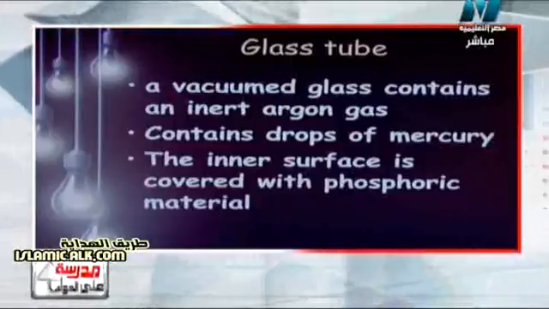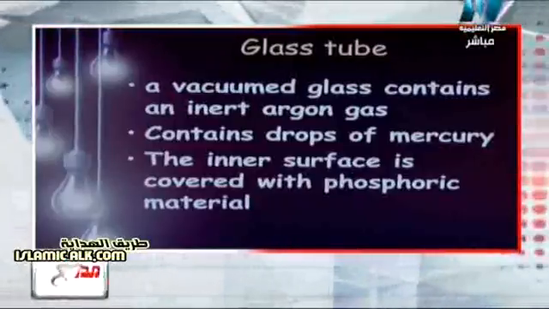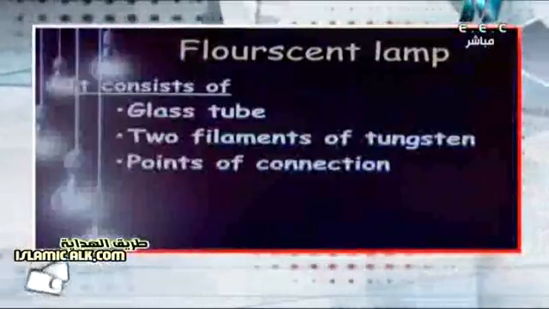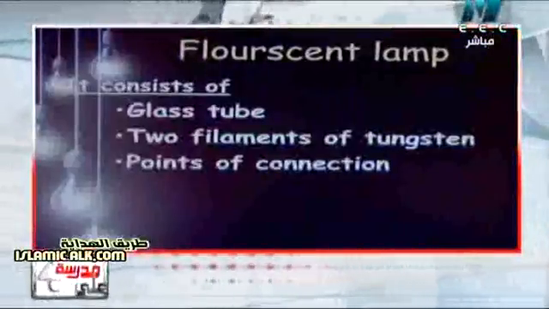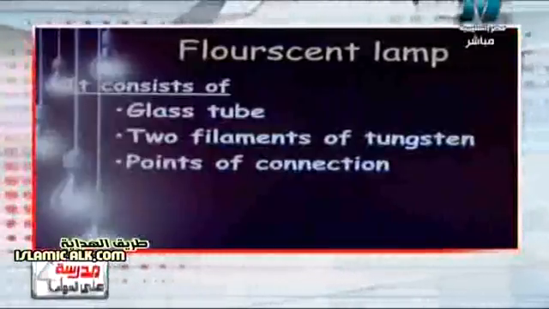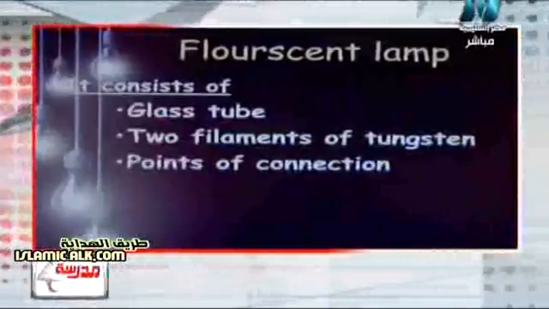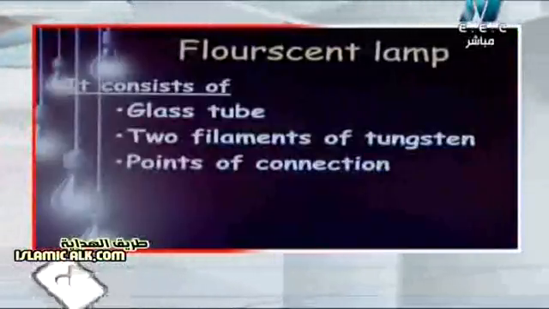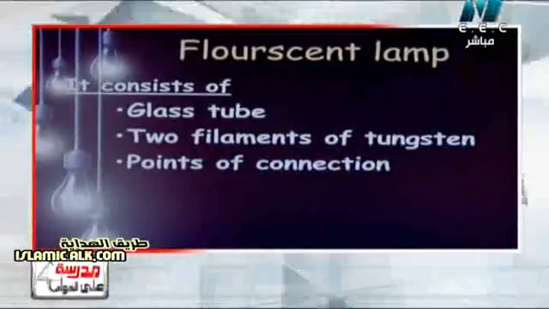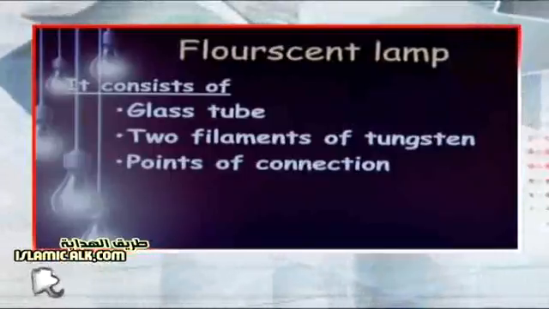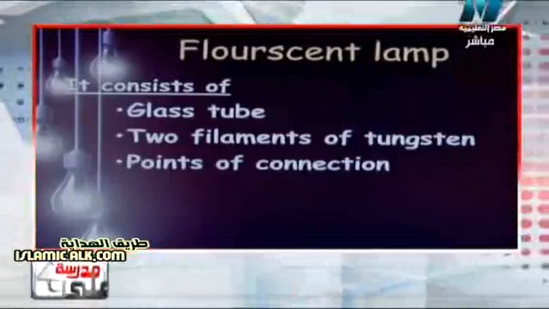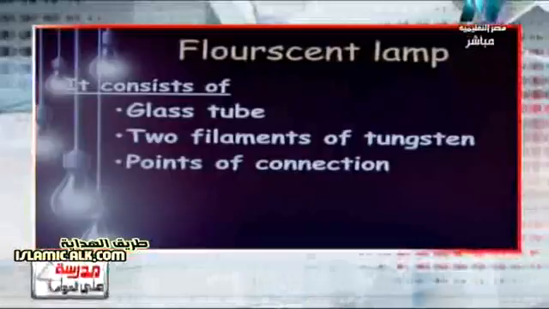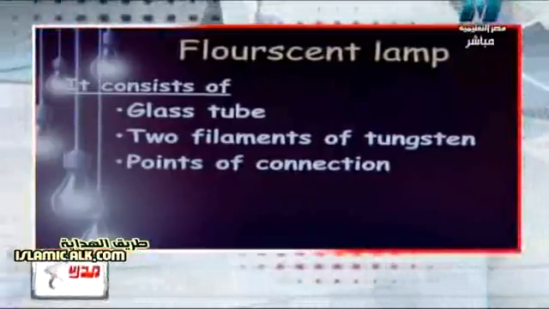Okay, so again the fluorescent lamp, as we have studied now, contains three main parts, which are the glass tube الأنبوبة الزجاجية، so sorry, two filaments of the tungsten, and also points of connection. Again, the fluorescent lamp contains three main parts هما glass tube, the two filaments of the tungsten, and also the points of connection.